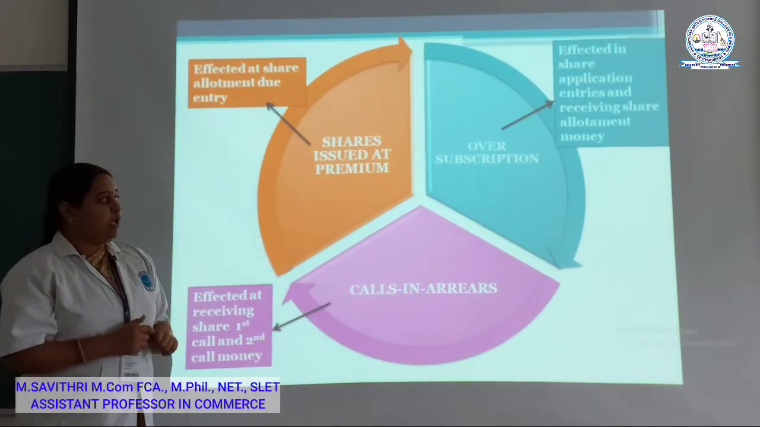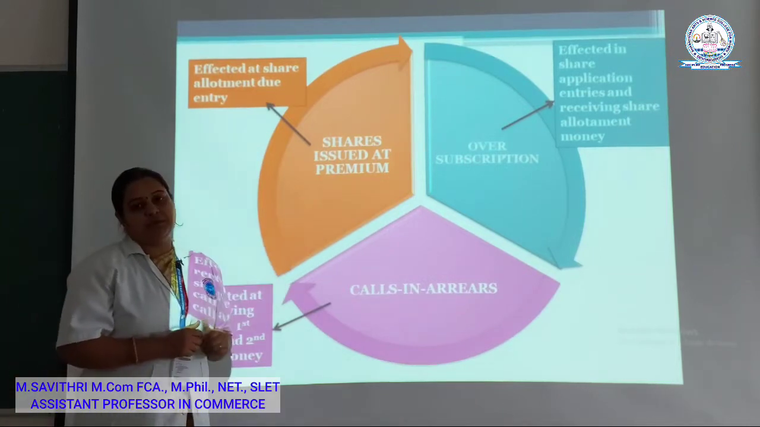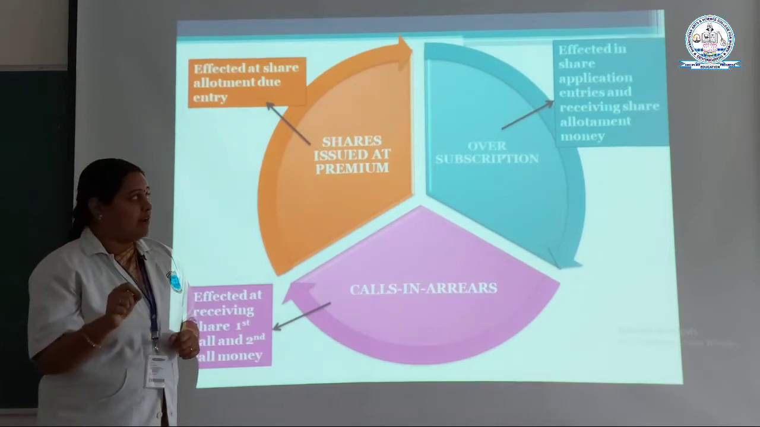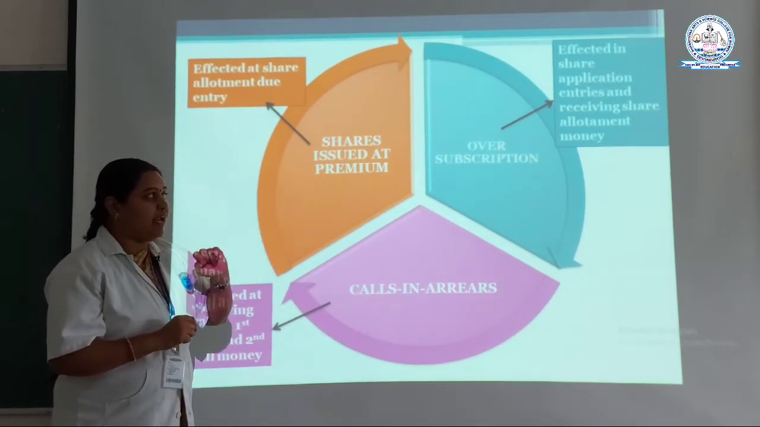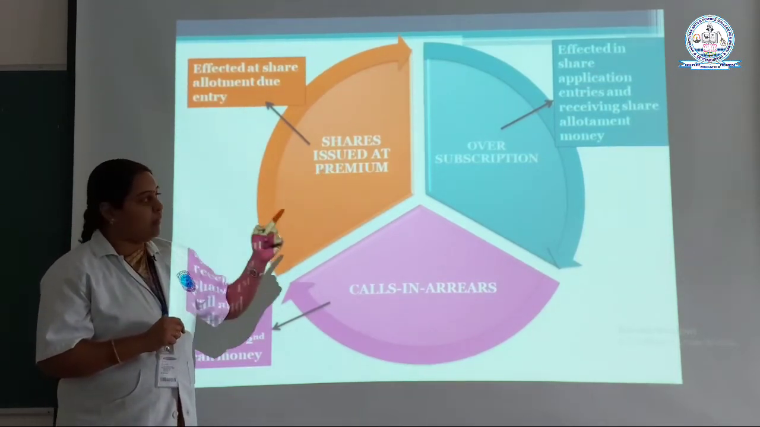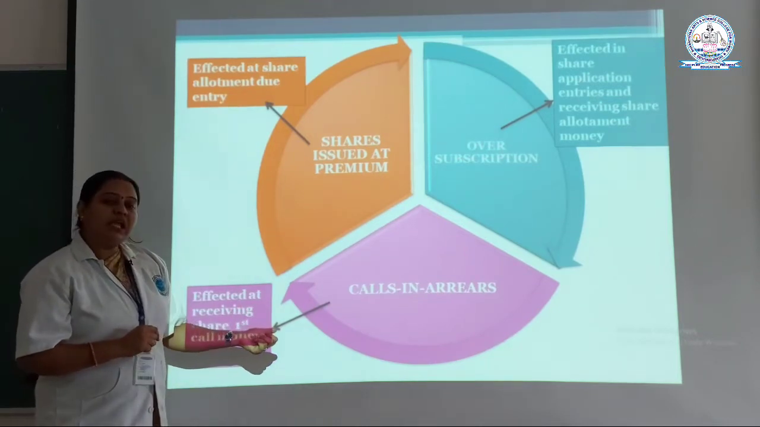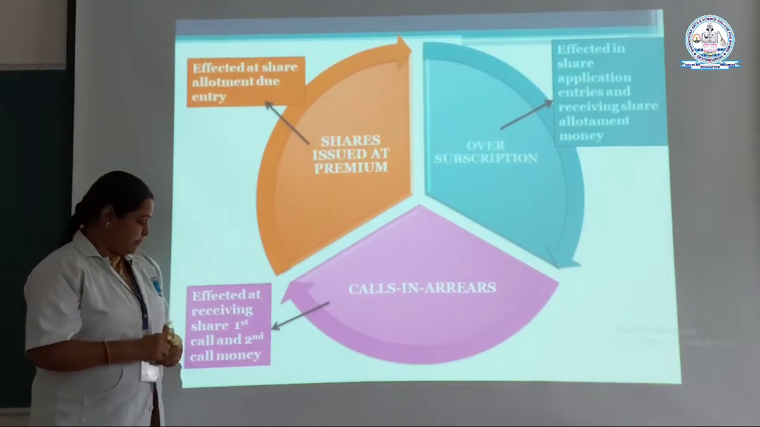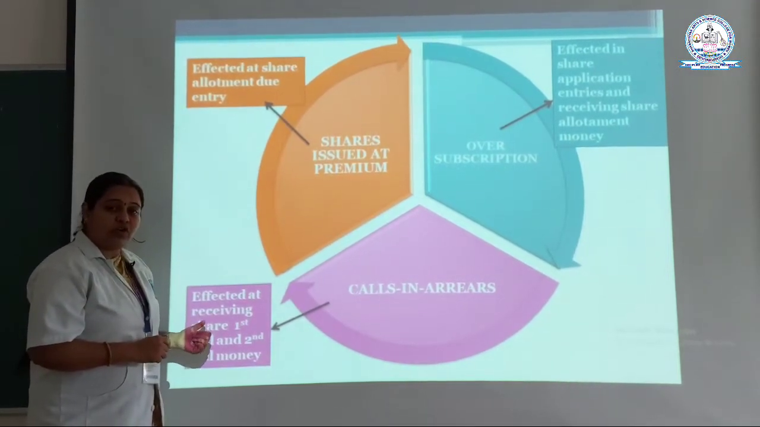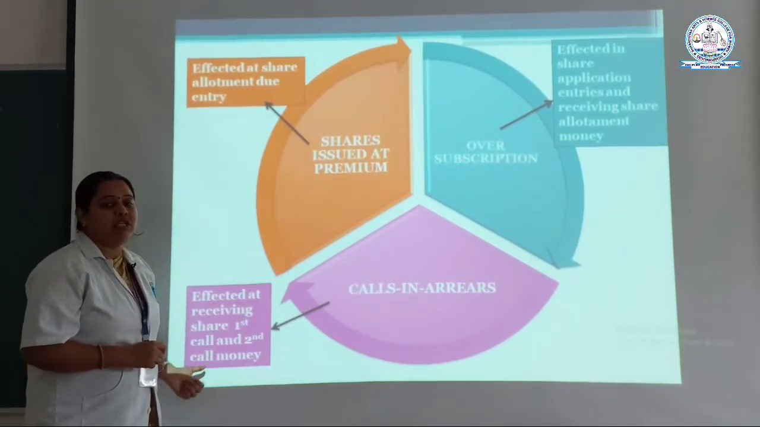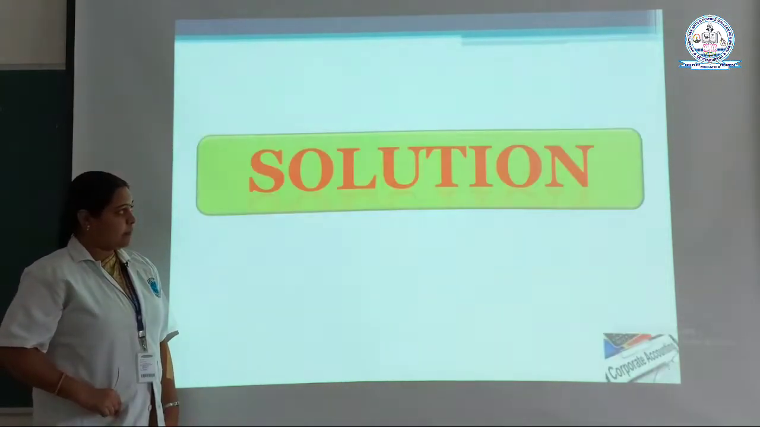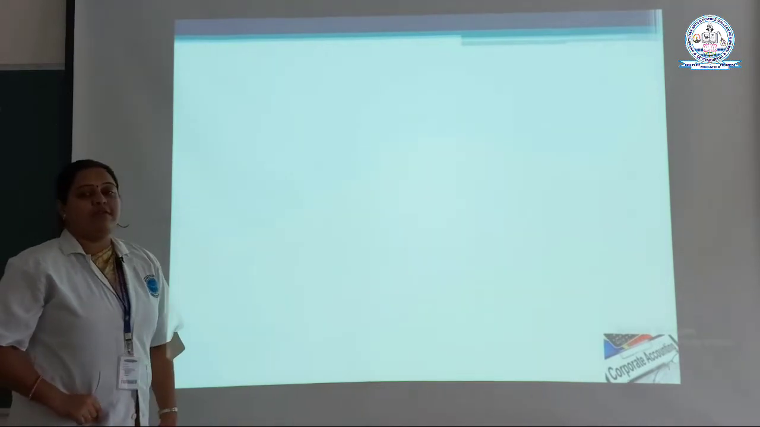The next thing we have to keep in mind is oversubscription. With oversubscription, you have to be very careful with the share application entries and receiving share allotment money. And finally, we have to concentrate on calls in arrears. Here we have to concentrate on the share first call entry and share second call entry while receiving the amount. So now we are going for the solution.